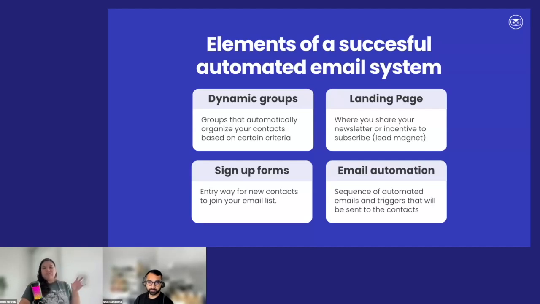So jumping into the elements, we have dynamic groups. Groups can also have different names depending on the platform you use. Those could be audiences, those could be groups, or you'll often see segments, for example. Yes, segments, thank you. It just means a group of people organized on certain criteria. It could be people that signed up through a specific form, or people between ages 18 and 25. You define the criteria, but that is a smaller group of people.